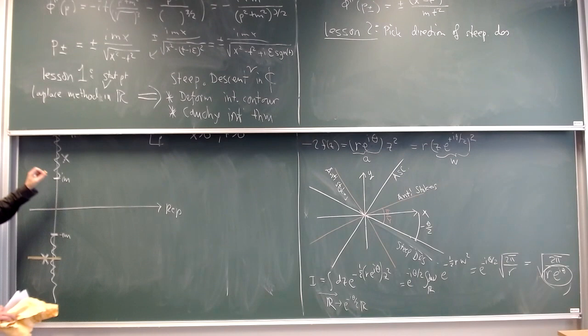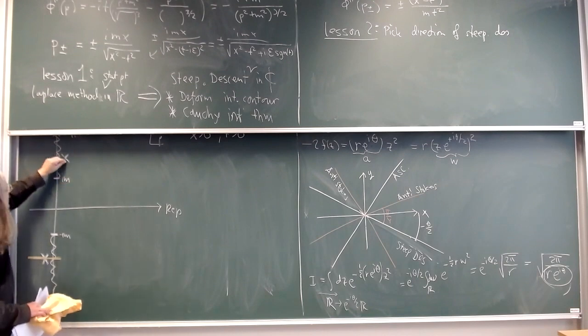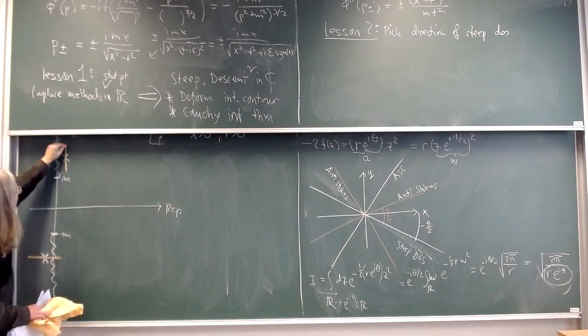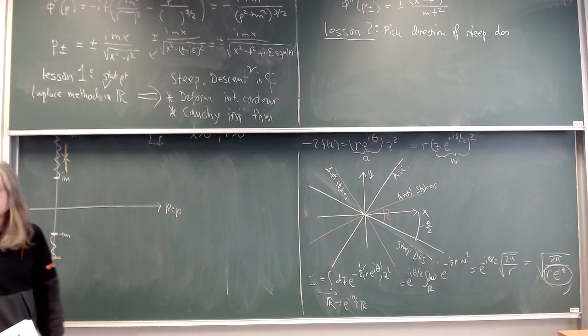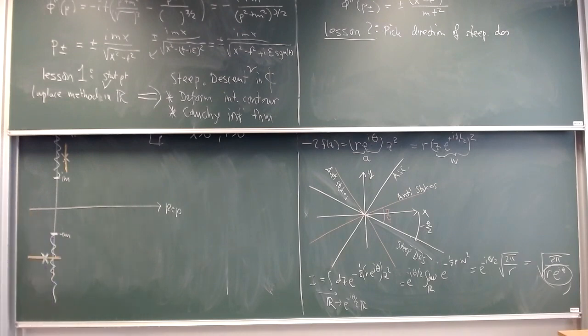And the line of steepest descent over there is this one, because it has opposite sign. Does that make sense? Is it clear? Yeah.